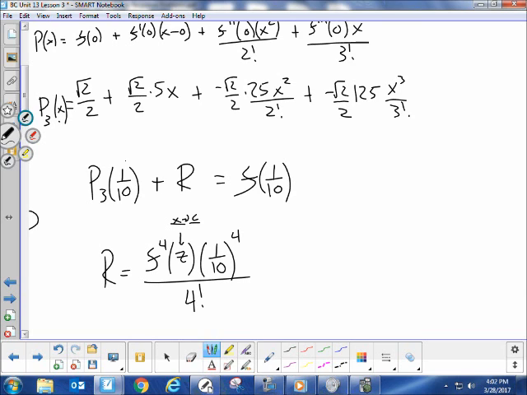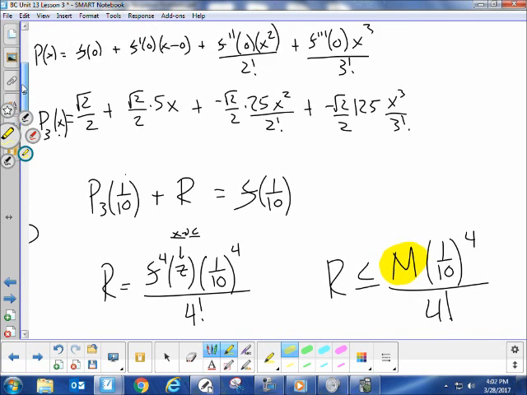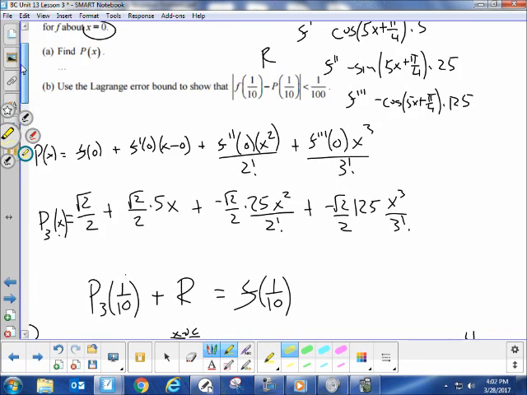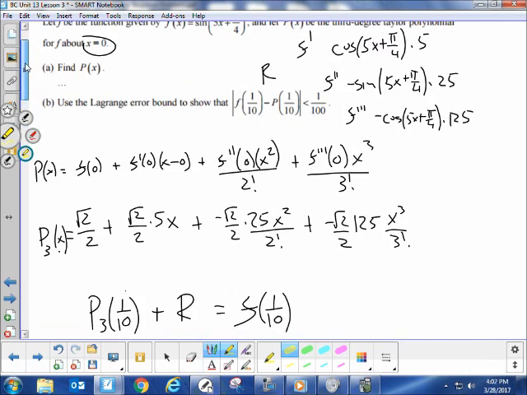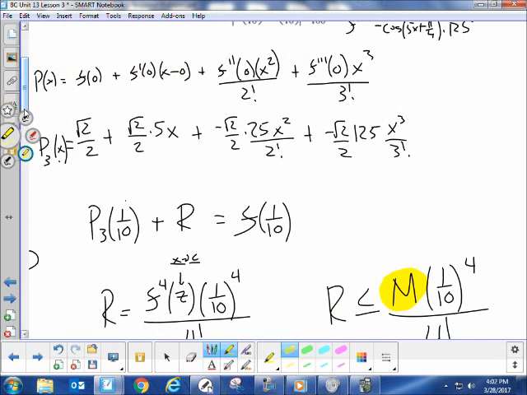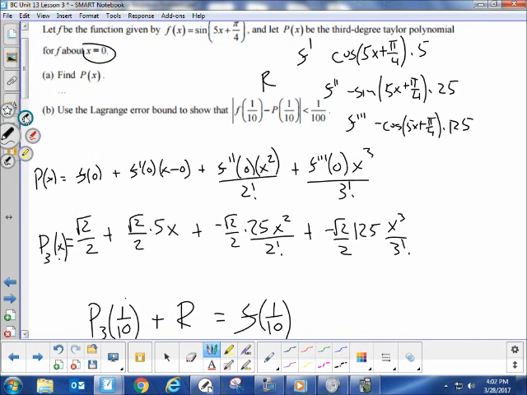And now I know that that remainder has to be less than or equal to the max value that derivative can have, to the 4th power over 4 factorial. Now here's your key. What is the max value that we can have between 0 and 1/10? Well, I got to figure out what the 4th derivative is.